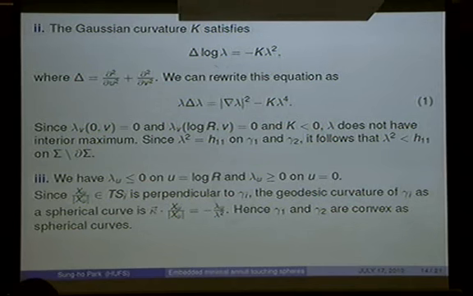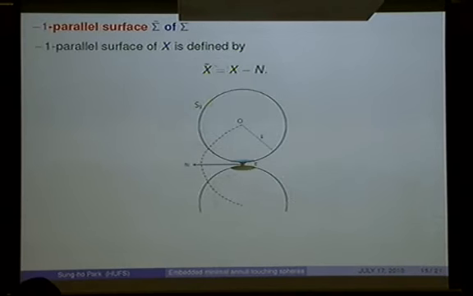And x_u over |x_u| is perpendicular to the curve gamma_i. So the geodesic curvature of gamma_i is this inner product, and this is equal to minus lambda_u over lambda squared. And we showed that lambda_u does not change sign, so gamma_1 and gamma_2 are convex spherical curves. And I need the -1 parallel surface to prove my theorem.